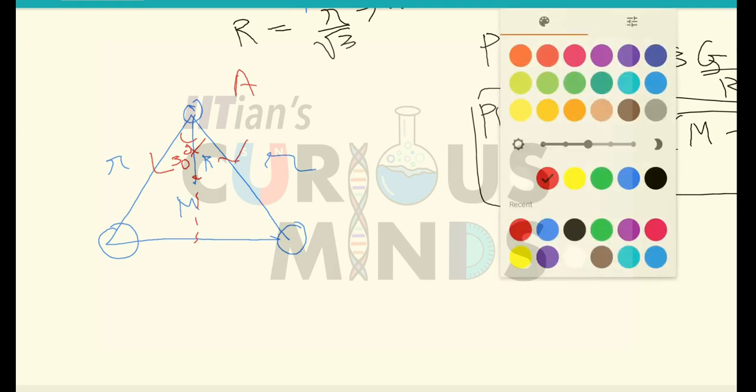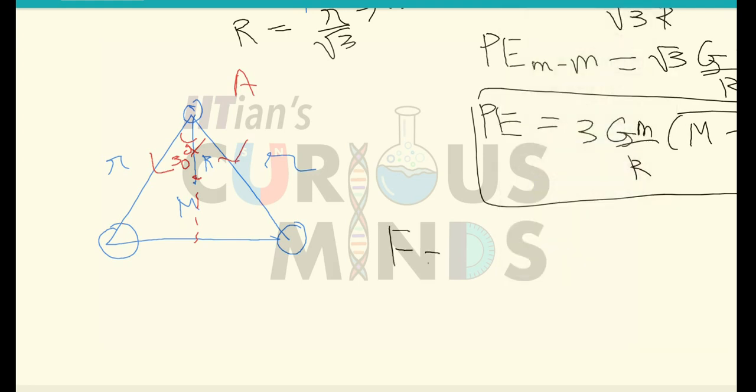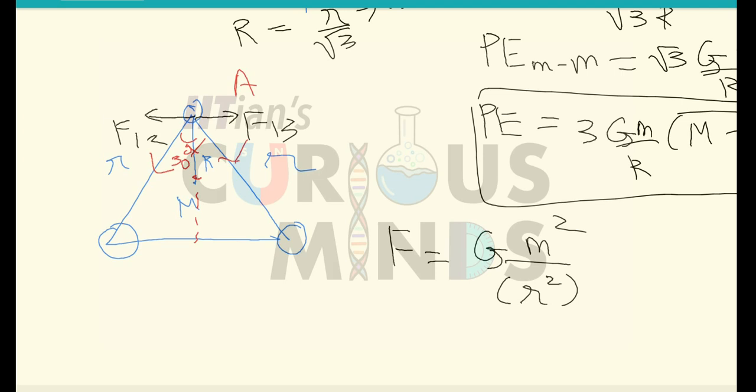So let me first find out the force between the 2 satellites. It will be equal to G m square divided by r square. Let me substitute it as r square initially. So this is the force acting in this direction between the first and the second satellite, and this is the force acting between the first and the third satellite. Now in this direction, the sine component gets cancelled out, and the cos component will get added.